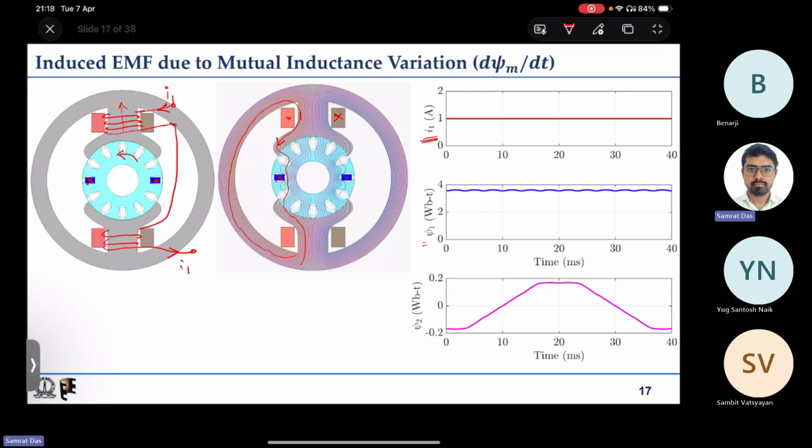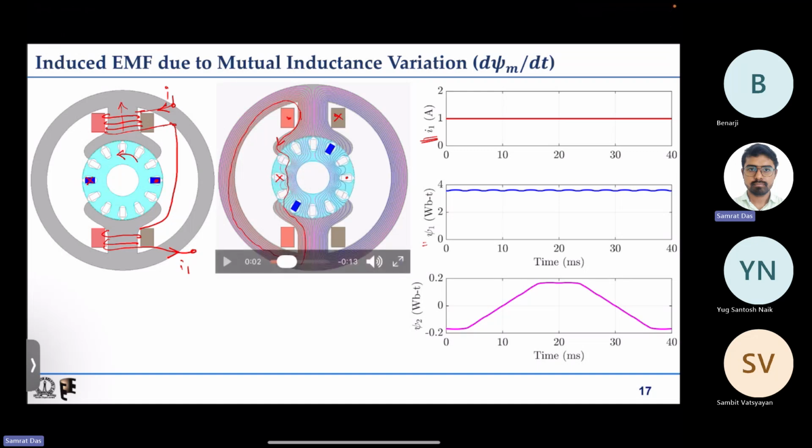Okay. So you can see that all the flux lines which are flowing from the top are actually linking the blue coil, linking the coil on the rotor. All the flux lines, as you can see. Now if I run it as the rotor rotates, let me stop and show you at multiple positions.